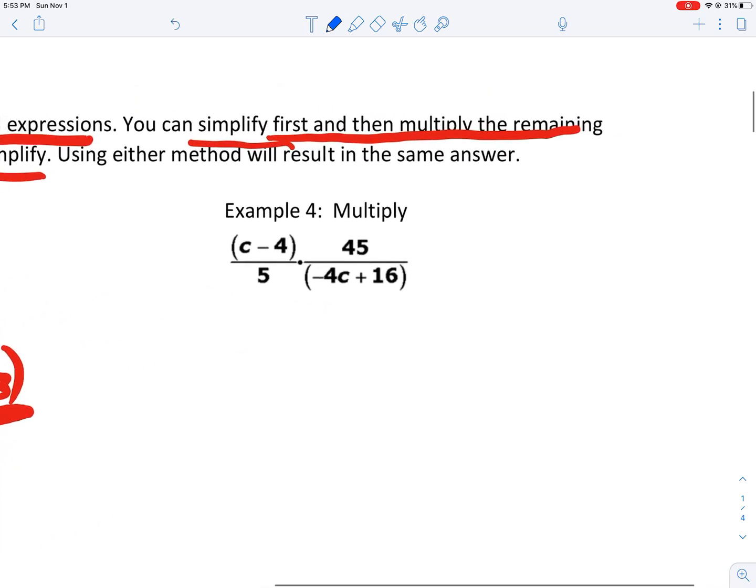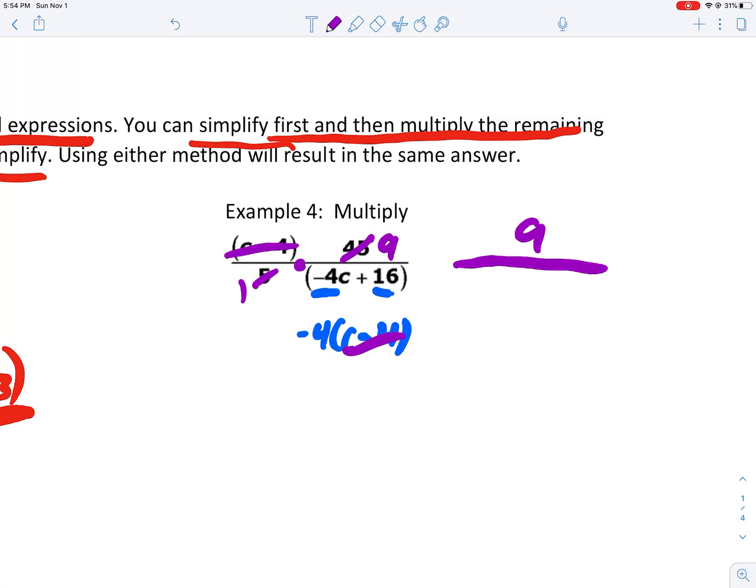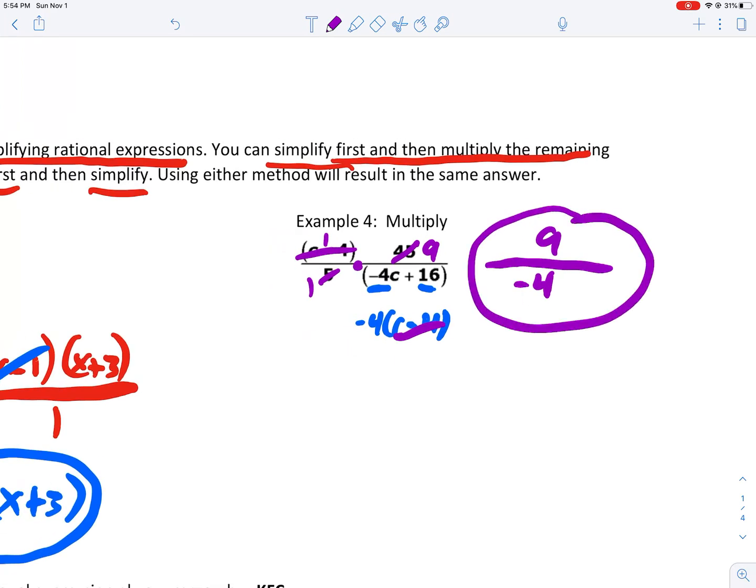Example 4. Same idea. We can reduce first. So I do see a GCF. So if you factor out a negative 4, this would be c minus 4. So the c minus 4s will reduce. So there and there. 5 goes into 5 once, into 45 9 times. So now when I multiply, in the numerator I have just 9, because all there's left is a 1 times 9. In the denominator, I just have 1 times negative 4. So I get 9 over negative 4. So I was able to, again, factor, simplify, and then multiply. I made the work a little easier by simplifying.